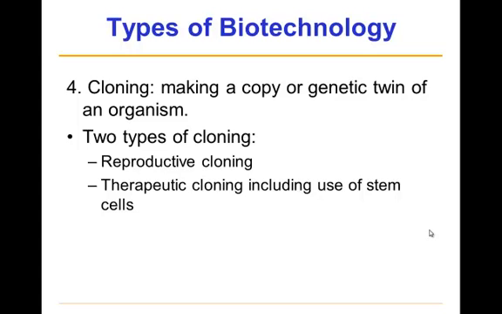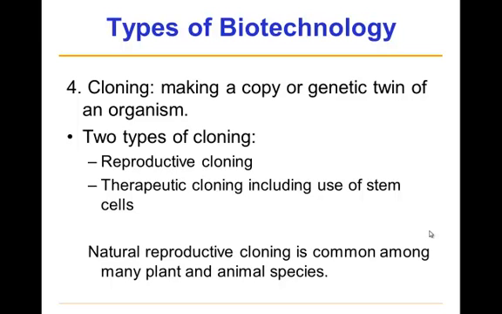Now, natural reproductive cloning is fairly common among many plant and animal species, probably more plants, but there are a number of animals that also reproduce in this manner. Think of the aspen trees up on the Huachuca Mountains. You can see individual patches of yellow. And the ones that turn yellow at the same time, the leaves change at the same time, are genetic clones. And there are many other examples. Bermuda grass and strawberries also clone as plants.